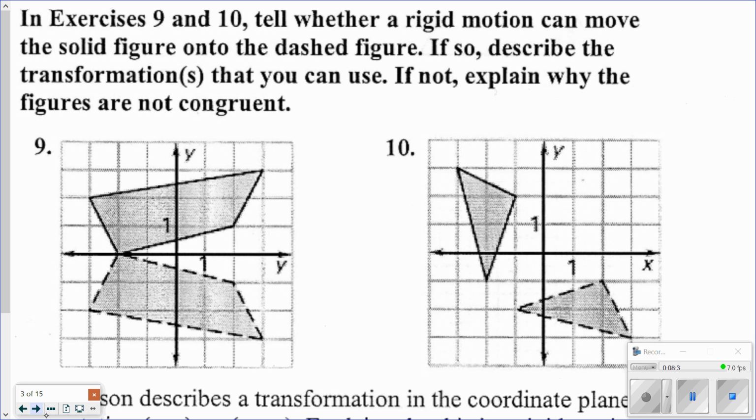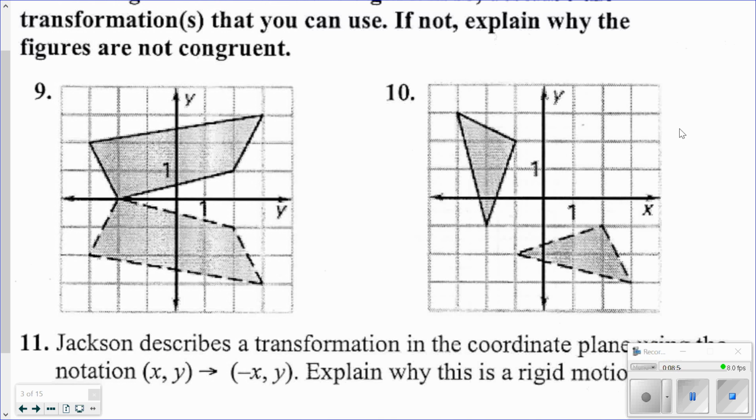In the exercises, 9 and 10 tell whether a rigid motion can move the solid figure onto the dashed figure. Remember, rigid motion means that the figure does not change size or shape, it's just moved around somehow. So if so, describe the transformation that you can use. If not, explain why the figures are not congruent. So I'm going to scroll down a little bit. So let's look at 9.